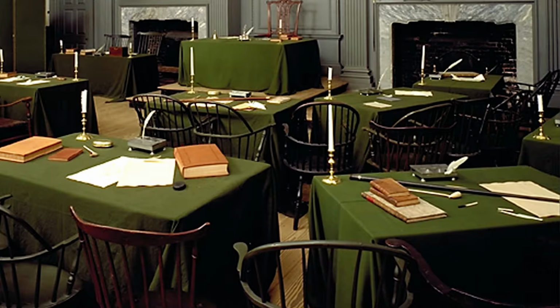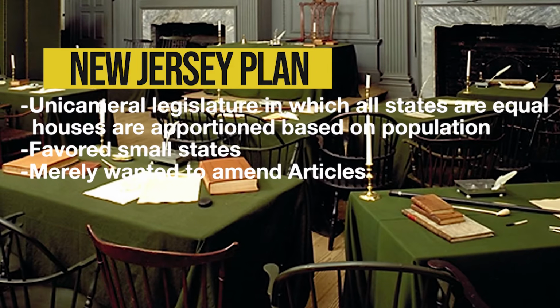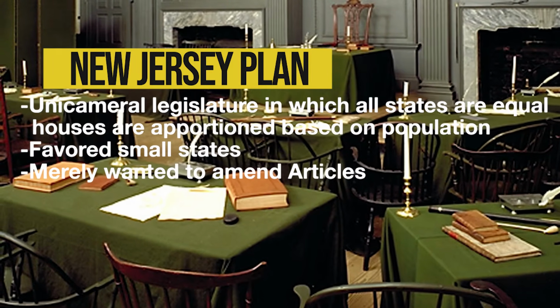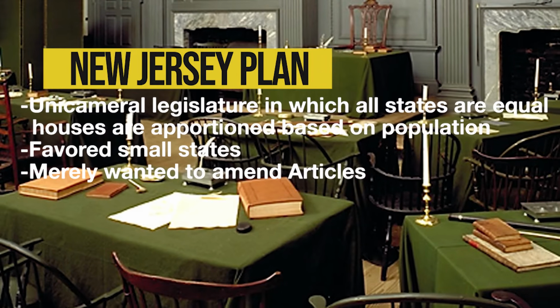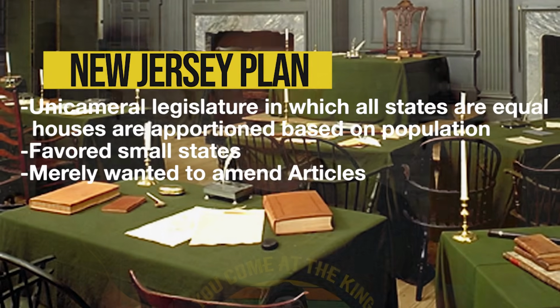by the big states. The New Jersey Plan said, hey, let's just do what we were sent here for and amend the Articles of Confederation. It wanted to maintain a unicameral one-house Congress in which each state had one vote, which gave the small states a big advantage in Congress. So each side wanted what was best for themselves.